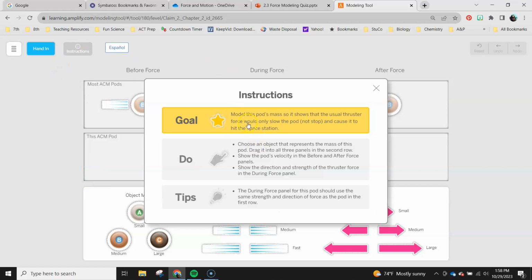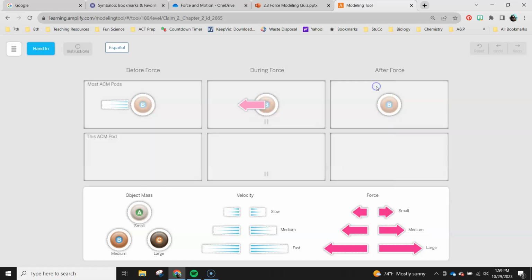In this one, if we look at our instructions, you're going to model the pod's mass so that it shows that the usual thruster force would only slow the pod down and not stop it. Okay, so we know eventually it's going to hit the space station and turn around and then move in the opposite direction. So you guys are just modeling the part before it hits the space station.